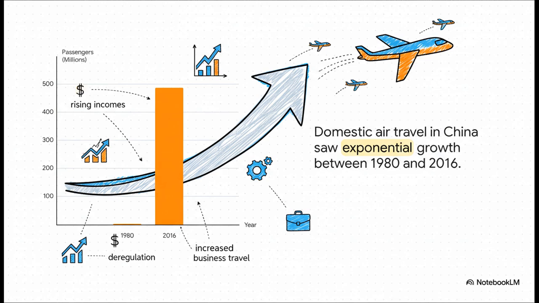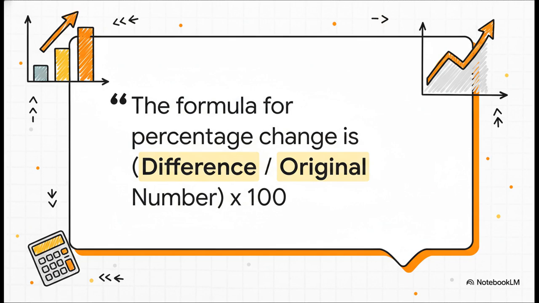Markets almost never stand still. They're what we call dynamic. They're constantly changing. And this graph? It's a perfect illustration. Look at the market for domestic flights in China. It was tiny in 1980, and then boom, exponential growth. This didn't happen by magic. It was driven by real-world factors like people getting richer, the government easing up on rules, and a huge increase in business travel.